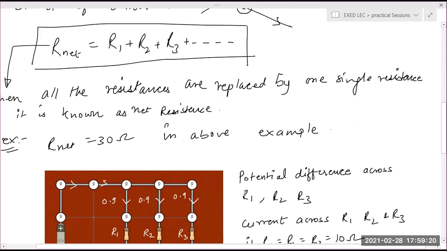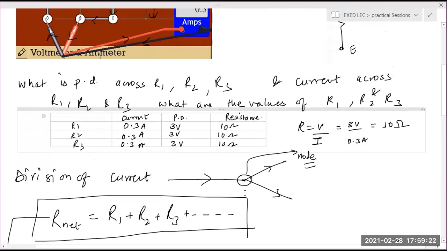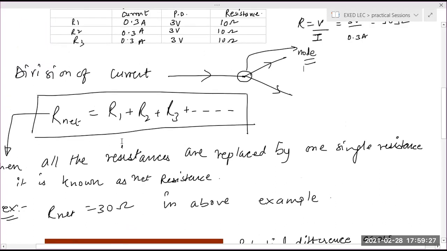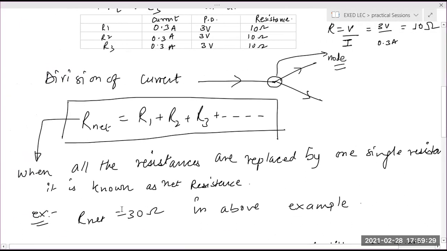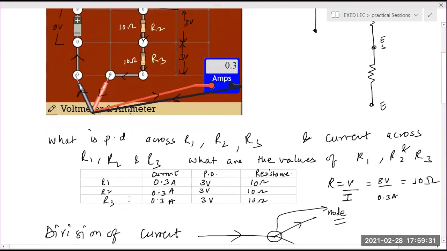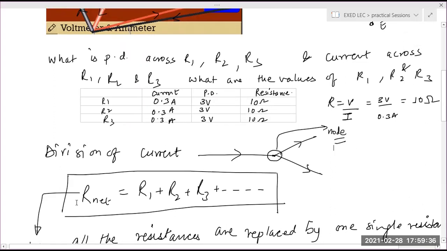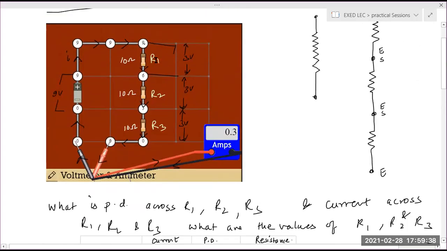Now this is just another formula, R net. They may ask you what is the net resistance of this circuit. Then you can just say R net is R1 plus R2 plus R3. And what is R net over here? See children, here we have three resistances connected. Now if I want to replace all these three resistances with only one resistor, what will be the value of resistance of that resistor?